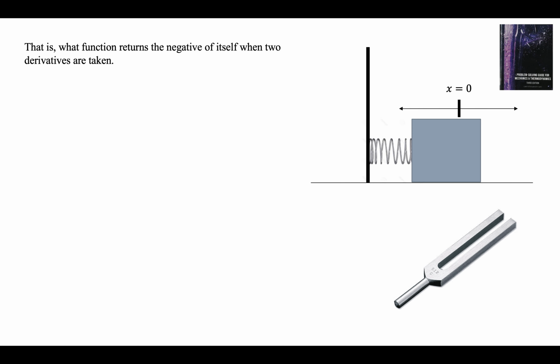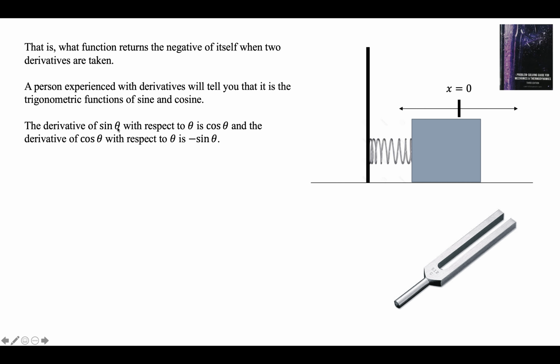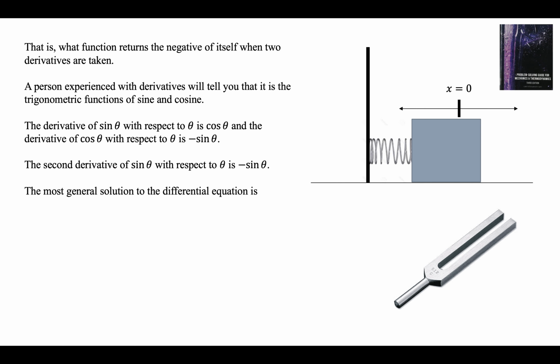What function returns the negative of itself when two derivatives are taken? If you've taken a lot of derivatives, if you're experienced with derivatives, then you know the answer. It's sine and cosine. The derivative of sine theta with respect to theta is cosine theta. The derivative of cosine theta with respect to theta is minus sine theta. So you start off at sine theta, you take two derivatives, and you get minus sine theta. That's the function.